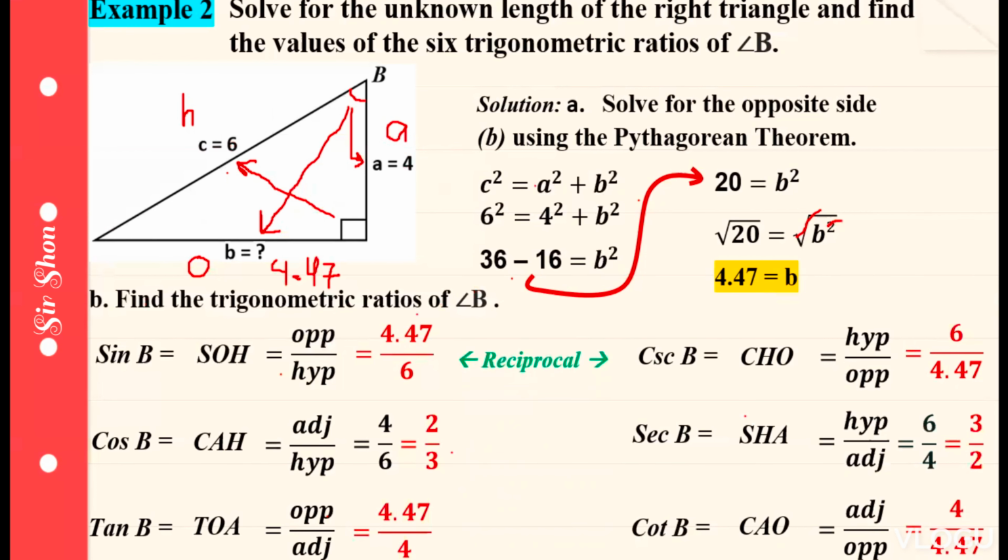So again, always remember that sine is the reciprocal of cosecant, cosine is the reciprocal of secant, and tangent is the reciprocal of cotangent.